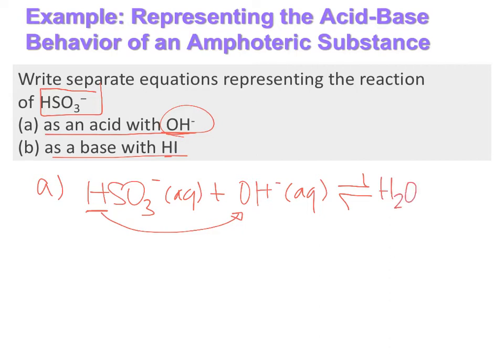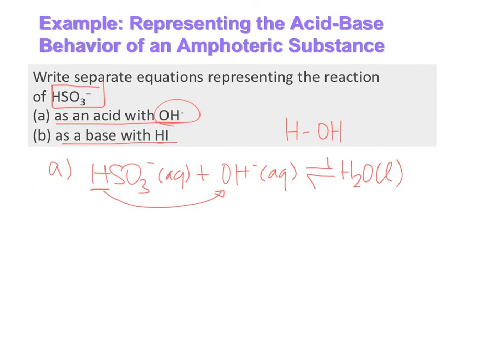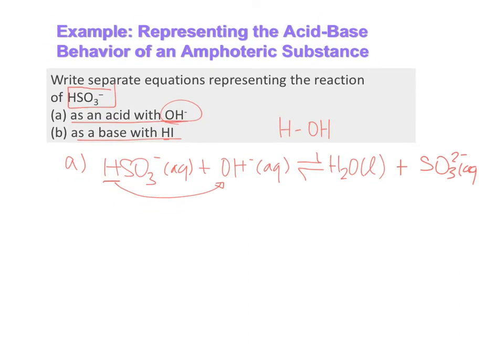I know it's written differently, right? But if you wanted to, you could write out HOH and you would see, okay, that's H2O. So you get H2O, and H2O is a liquid, it's not aqueous. It's the actual molecule itself. And what we're left with is SO3 2 minus, aqueous. So this is our HSO3 minus acting as an acid with OH minus, hydroxide.